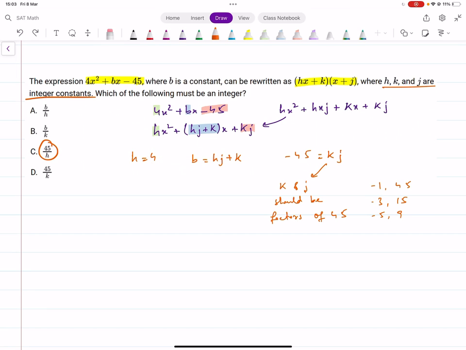45 over h, we know that cannot be guaranteed to be an integer, so this is not possible. But 45 over k, since k is supposed to be a factor of 45, 45 over k is going to be an integer. In fact, you could also think of it like this. We have kj equals minus 45 here. If we made j the subject, that gives us j equals minus 45 over k. Now, since j is an integer, since the left side is an integer, that's given here, then the right side should also be an integer. So 45 over k, therefore, is an integer here as well. Okay, so that means it's part D here. It's option D here. That is the one that should be correct.